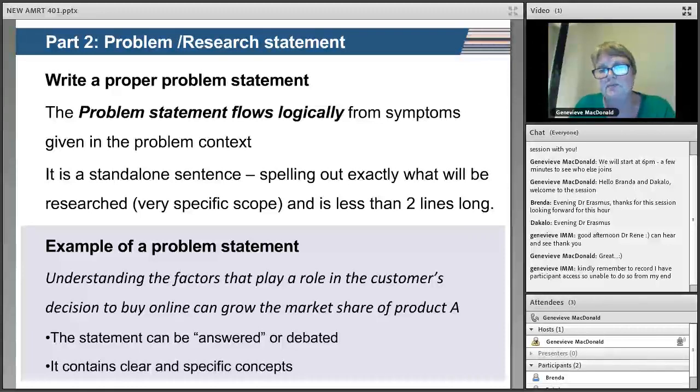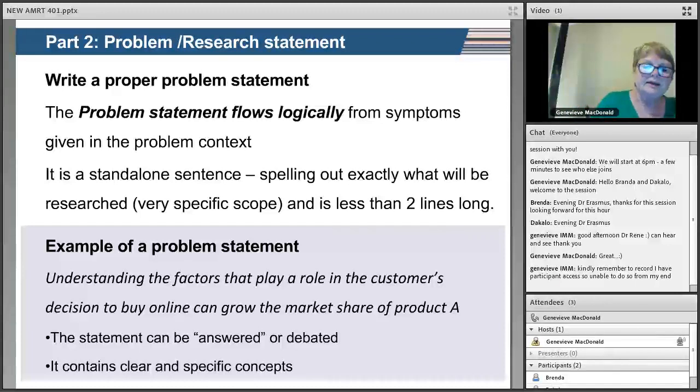The wording is really important. This wording can still change to be more fluid, more logical, but what we see there is that this is a statement that we can argue about. We can say, yes, it's true, not it's true, I don't think so, etc. And at the end of the research, I can actually say, yes, if I understand the factors that play a role in their decision making, I can use that to grow the market share of product A. So it can be answered, it can be debated. And it contains very clear, specific concepts.